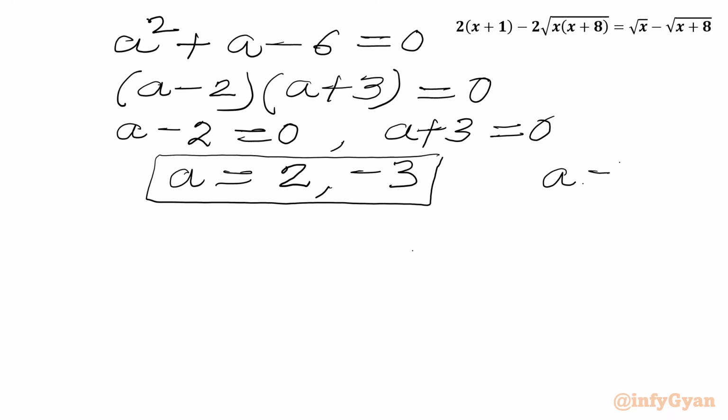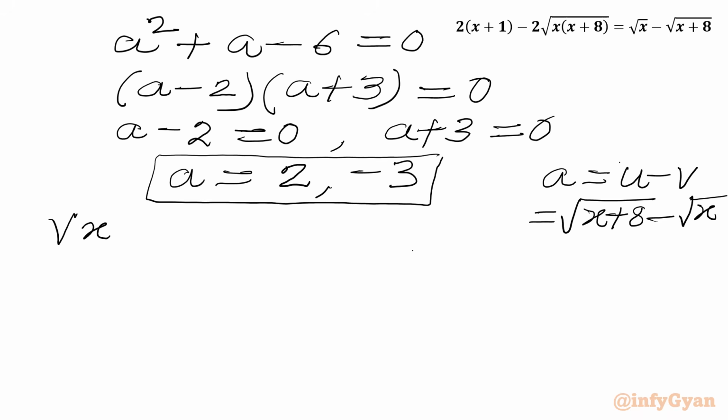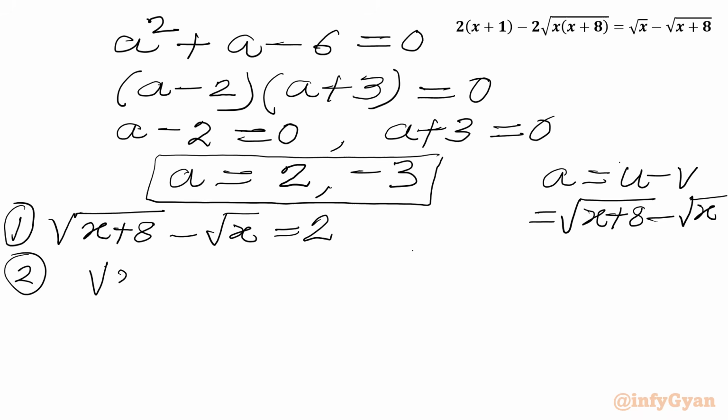Now a was u minus v. u was square root of (x plus 8) and v was square root of x. So here we can write square root of (x plus 8) minus square root of x equal to 2. This is our equation 1. And for minus 3, we'll write the second equation: square root of (x plus 8) minus square root of x equal to minus 3.